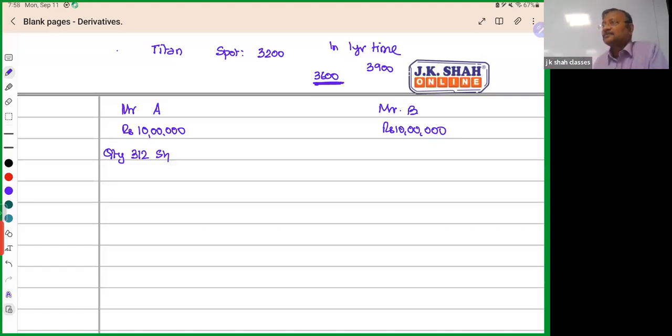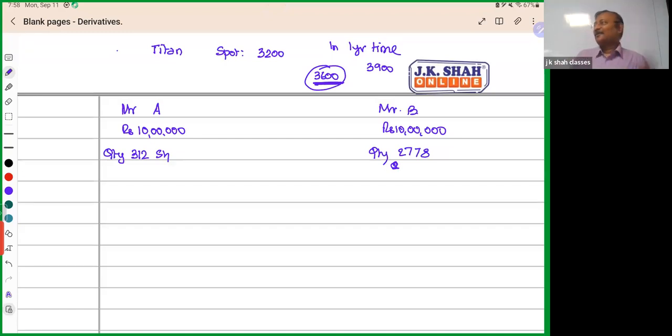this is my margin, boss. 10 lakh is my margin. That means how much rupees worth of exposure I could take? 1 crore, right? So the broker will buy futures worth 1 crore. How many futures will he buy? 1 crore divided by 3,600. How much? 2,770. Right? So this many futures will be bought today.